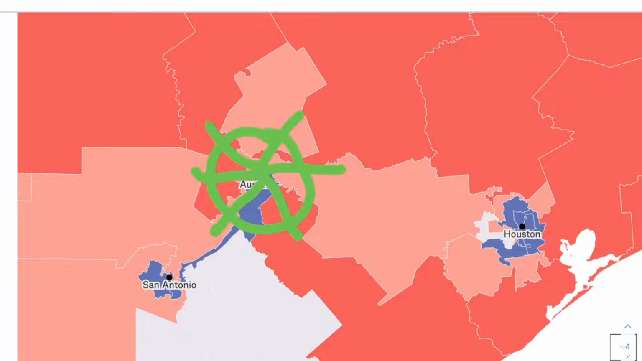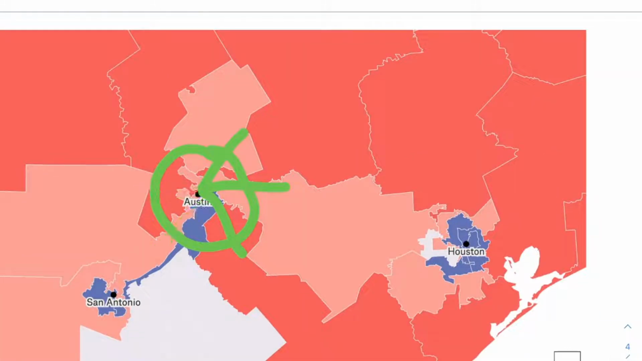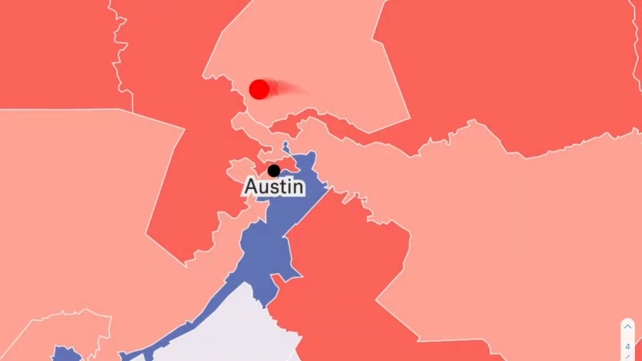What they're doing is, let me get rid of my scribbles here. They are carving up the city of Austin into, I don't know, four or five little districts, which are then tied into these huge outlying areas over here, full of farms and whatever. This is an effort to take the area of Austin, which has a lot of Democratic voters, and split them up and tie them into these large areas out here.